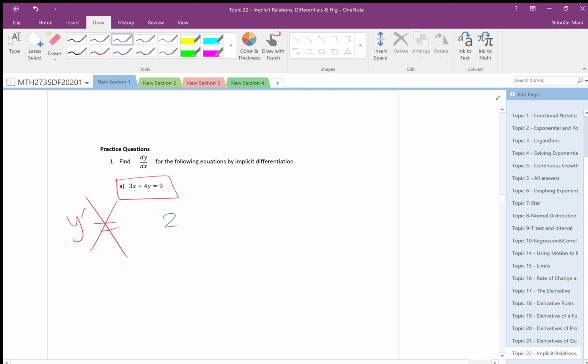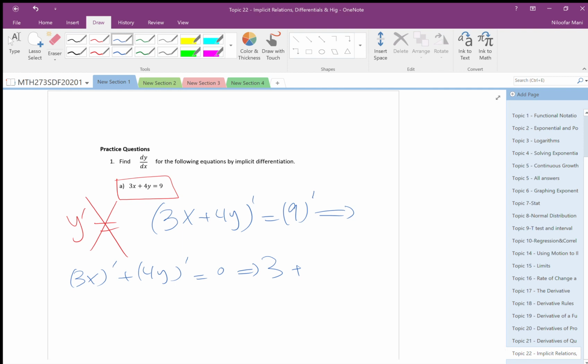Okay, so derivative of this one side equal the other side. This is the first step. Remember, you do not start from y prime equal. Derivative of both sides. Second step, continue derivative. Derivative of 3x plus derivative of 4y equals 0. Why? Because derivative of 9 is 0. Okay, so step by step. Derivative of 3x is just 3 plus derivative of 4y is 4 times y prime. I think it's 4y prime. So I do 4.